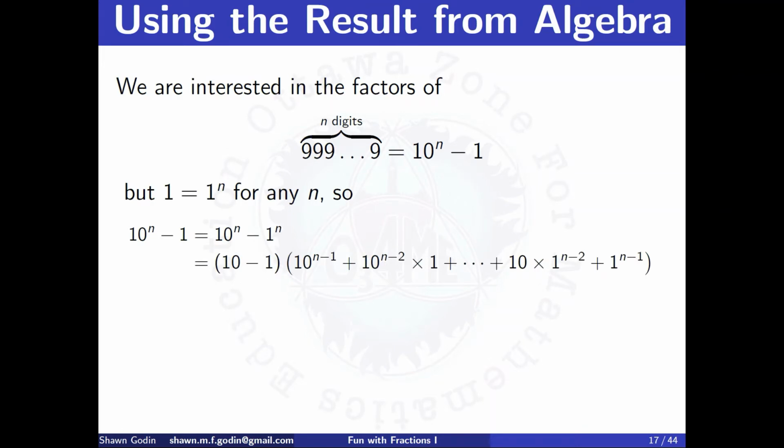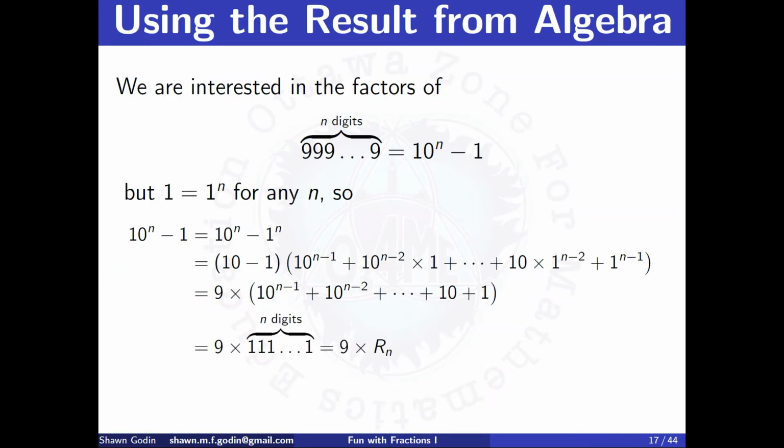I know that 10 minus 1 is going to be a factor, and using the pattern in the identity, I can write out the other factor, do a little simplification, and I end up with 9 times the rep-unit number of n digits long. Which isn't particularly helpful because we could have looked at this and said it's 9 times 11111. However, if we're a little bit sneaky and creative with our thinking, we can actually deal with some situations and use this to our advantage.